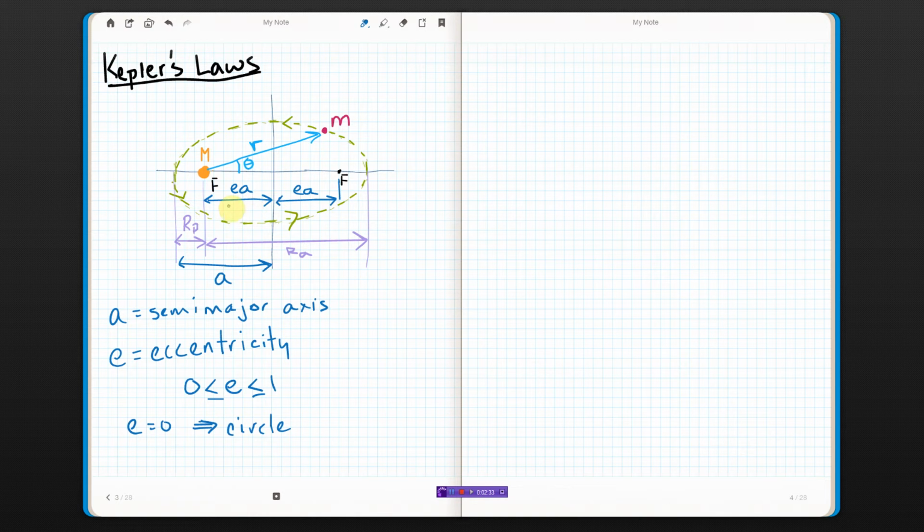Notice if eccentricity was 1, you would have that the focus was way on the edge. You wouldn't have an ellipse anymore. What you'd have is like a line between 2 foci. You'd have a line. So I don't really think we call that an ellipse anymore. So really this shouldn't be less than or equal to 1. It should be like this. Okay. There we go.